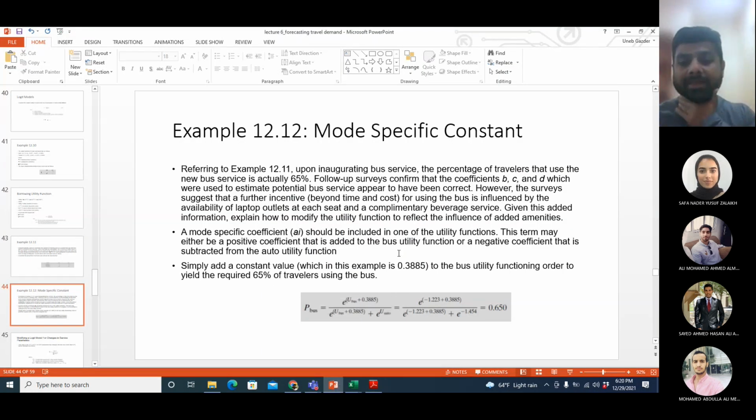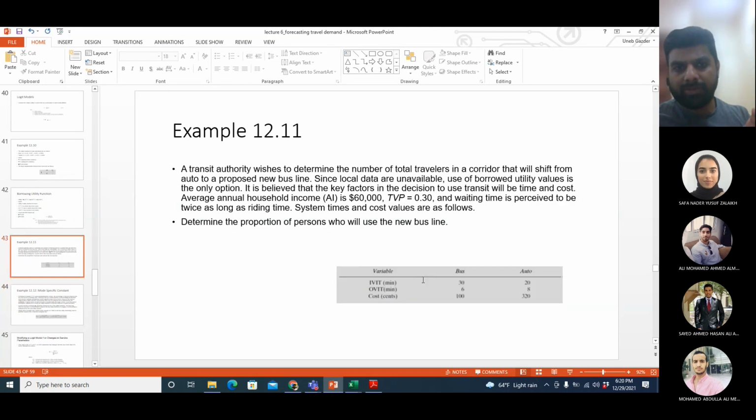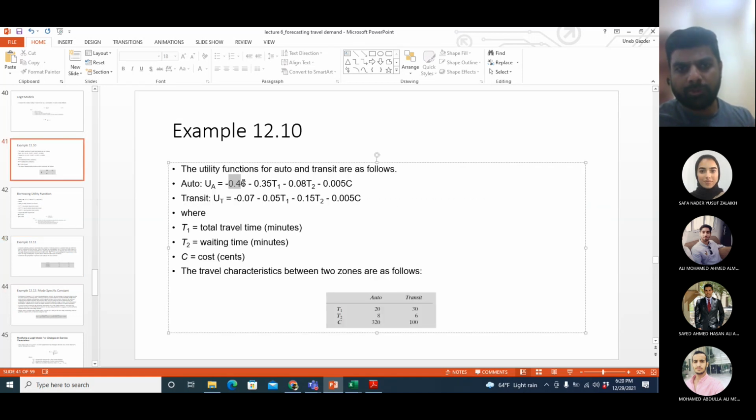Now the thing is, we have something. This is basically the use of the constant, the mode specific constant which we were having in the initial function. So you can see 0.46. What is 0.46? Then you can see here 0.07 as well. This is what we call the mode specific constant. In the standard utility function which we were using, these constants are not there.